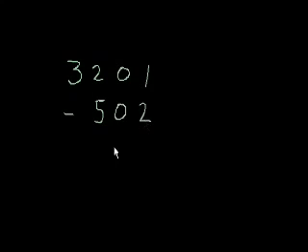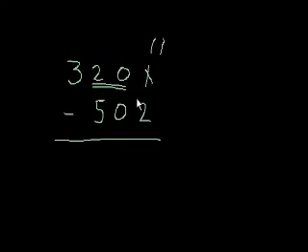Let's say I had 3,201 minus, let's say it's 502. Same drill. 1 is less than 2, so we have to borrow. Turn that into an 11. But you can't borrow from a 0, so you're going to have to borrow from this entire 20. Well, what's 20 minus 1? Right. It's 19. So this becomes a 19.